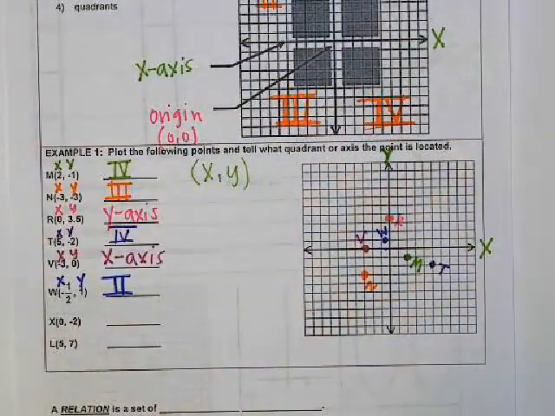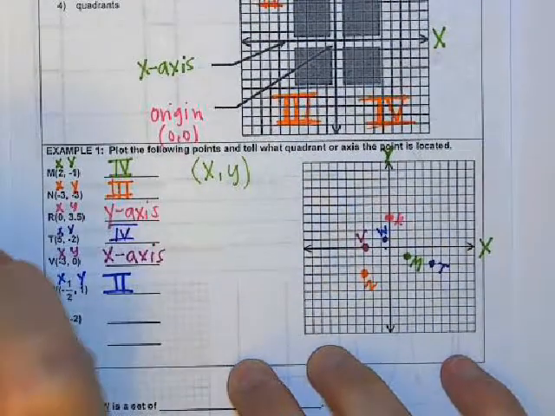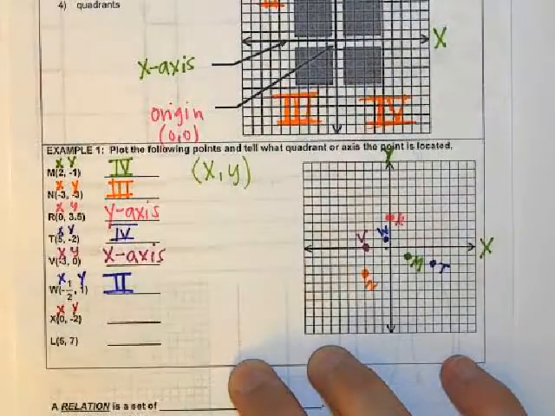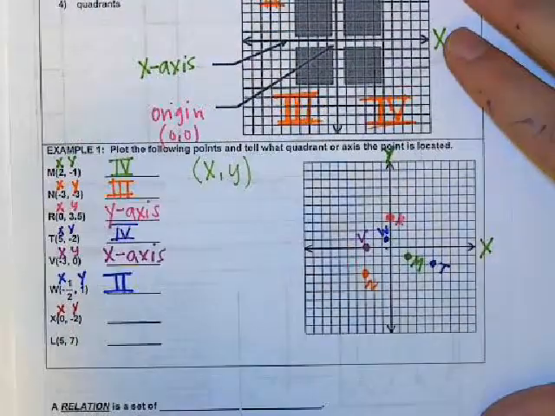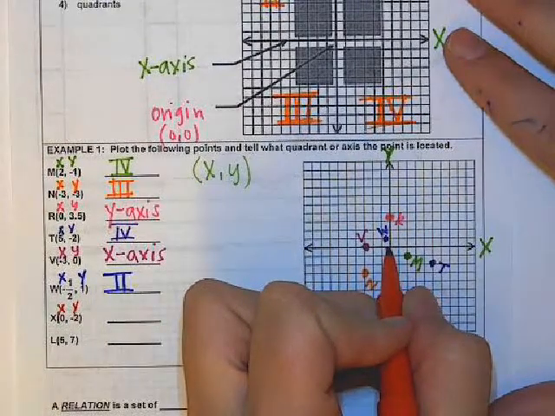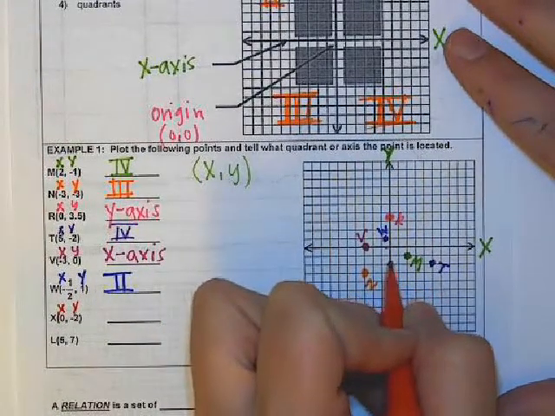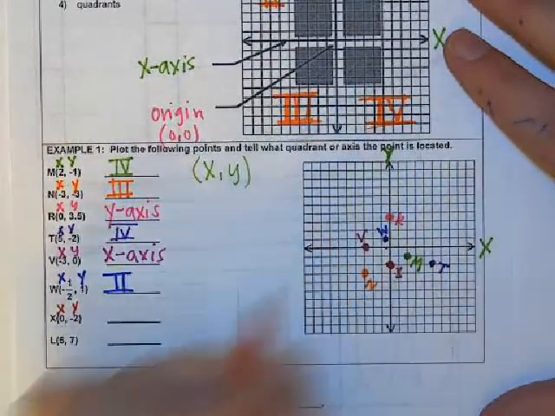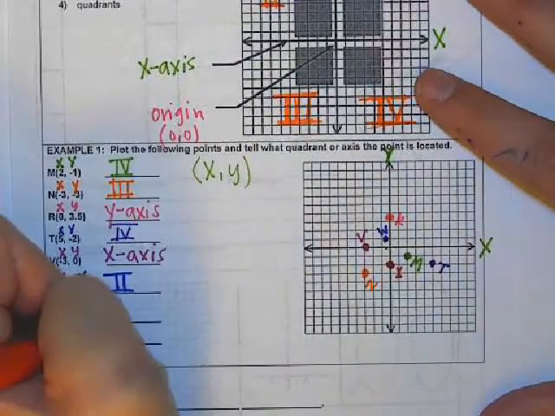Okay, X. My X is 0, so it's going to stay in the middle. Then my Y is negative 2, so I'm going to go down 2. It's on the y-axis. That's X, and you're right, it's on the y-axis. Good.